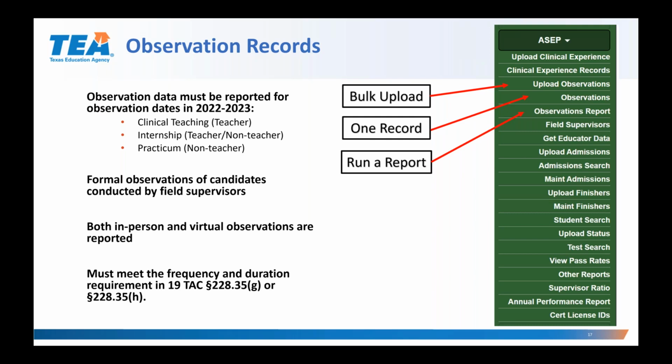The EPP reports all formal observations conducted by the field supervisor during 22-23. For each applicable candidate, including any formal observations that are in addition to the minimum number of observations that are required in TAC, and including observations that are conducted face-to-face or virtually.